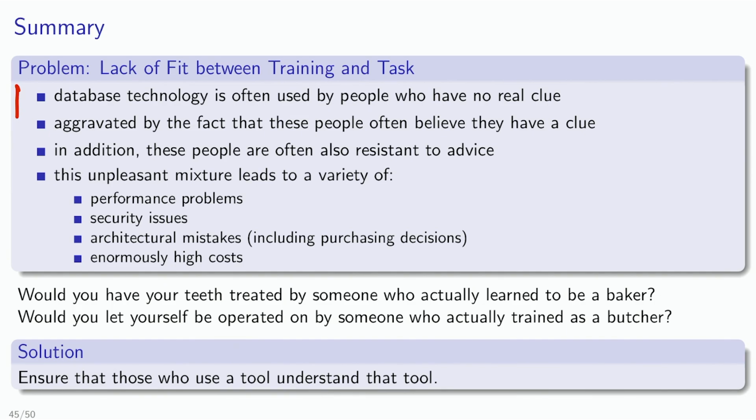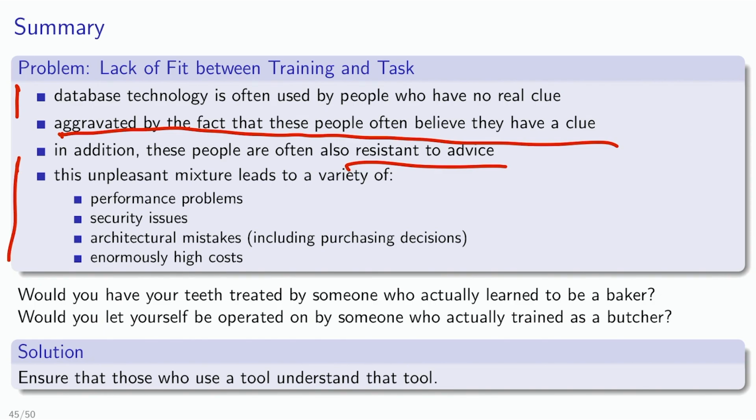And the social problem you also see then is what I mentioned before, that this is sometimes combined with people who believe they have a clue. They don't have a clue, but they pretend, or they actually believe, I'm a great database guy, I understand what's going on. And that's a very problematic combination. And that may come with resistance to advice, and then it gets really unpleasant. And these things lead to a variety of performance problems, security issues, architectural mistakes, and enormously high costs.